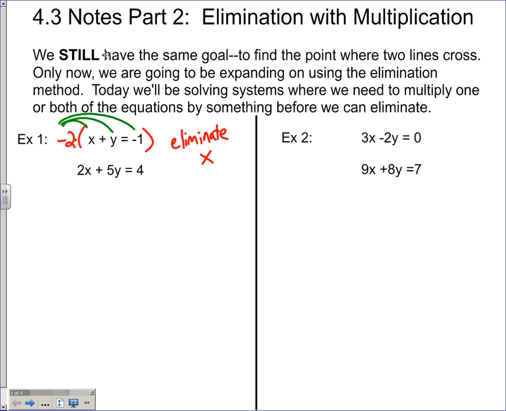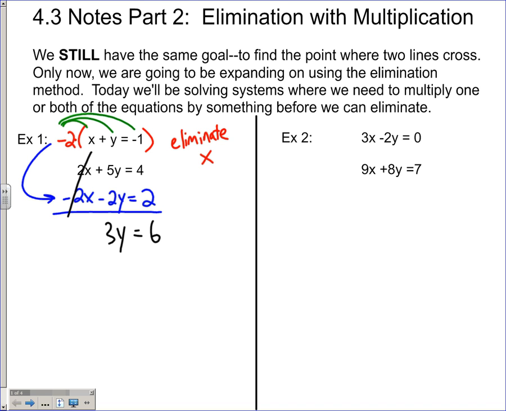Okay? If I drop that down, what it's going to give me is -2x. -2 times y is -2y. And -2 times -1 is a +2. So we have equation 2, which we're going to leave alone. Now we rewrote equation 1 by multiplying it through, and we can add these together. So 2x and -2x are going to cancel out. 5y plus -2y is 3y. And 4 plus 2 is 6.